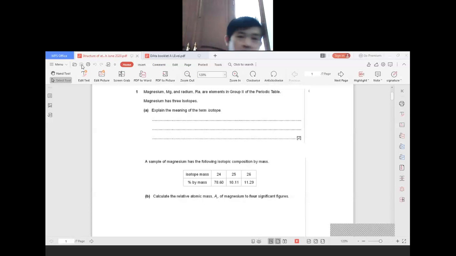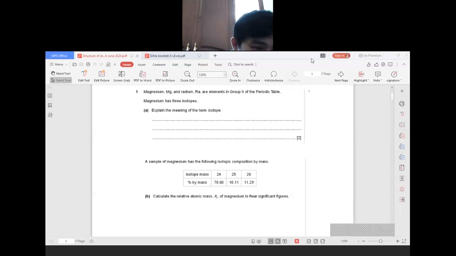Okay, let's start from number one about the isotope. Magnesium and radium are elements in group 2 of the periodic table. Magnesium has 3 isotopes, but radium has other isotopes. Explain the meaning of the term isotope.